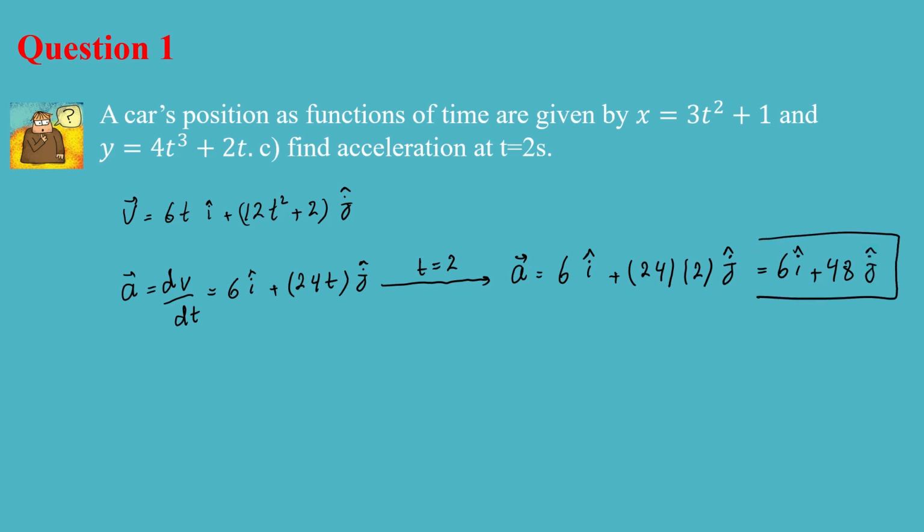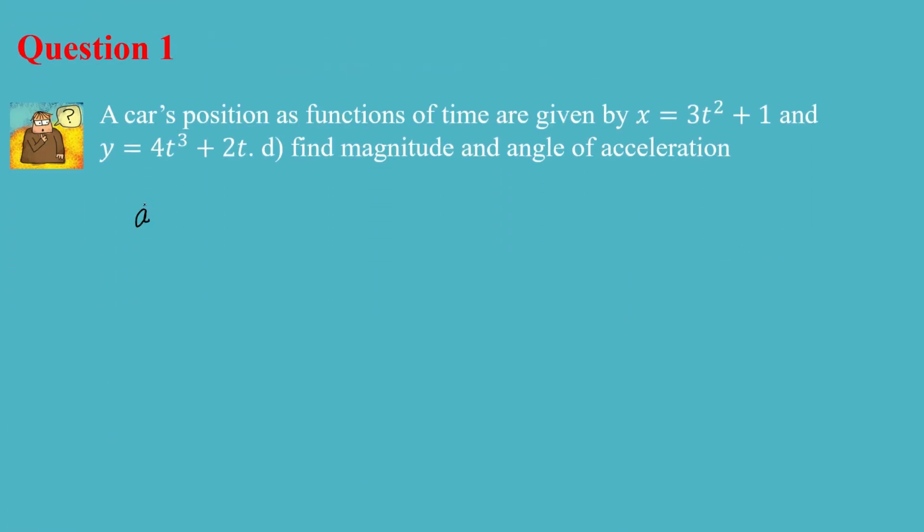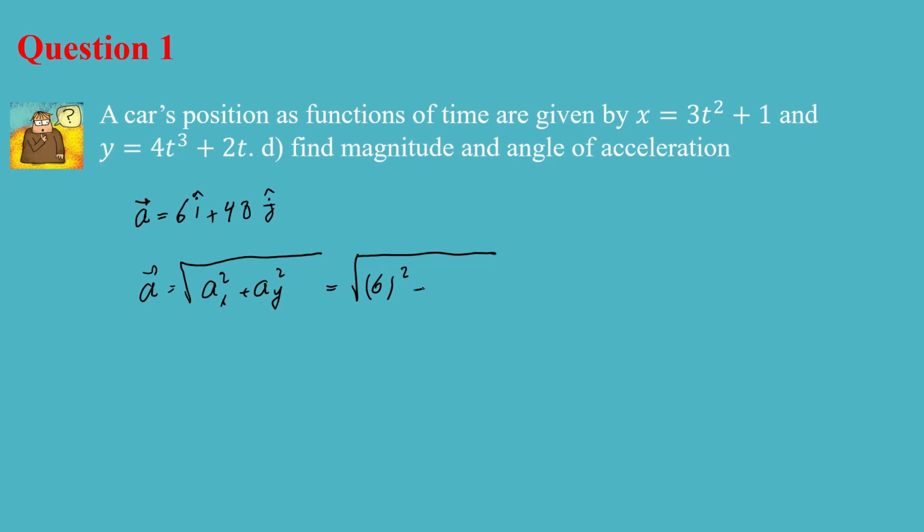Now let's find the magnitude and angle. So for acceleration here, I have 6i plus 48j. This is what I just got. And then the magnitude is going to be the square root of ax squared plus ay squared, right? So then it's going to be 6 squared plus 48 squared. Then it's going to be equal to 36 plus 2304, equal to 2340, equal to 48.3.